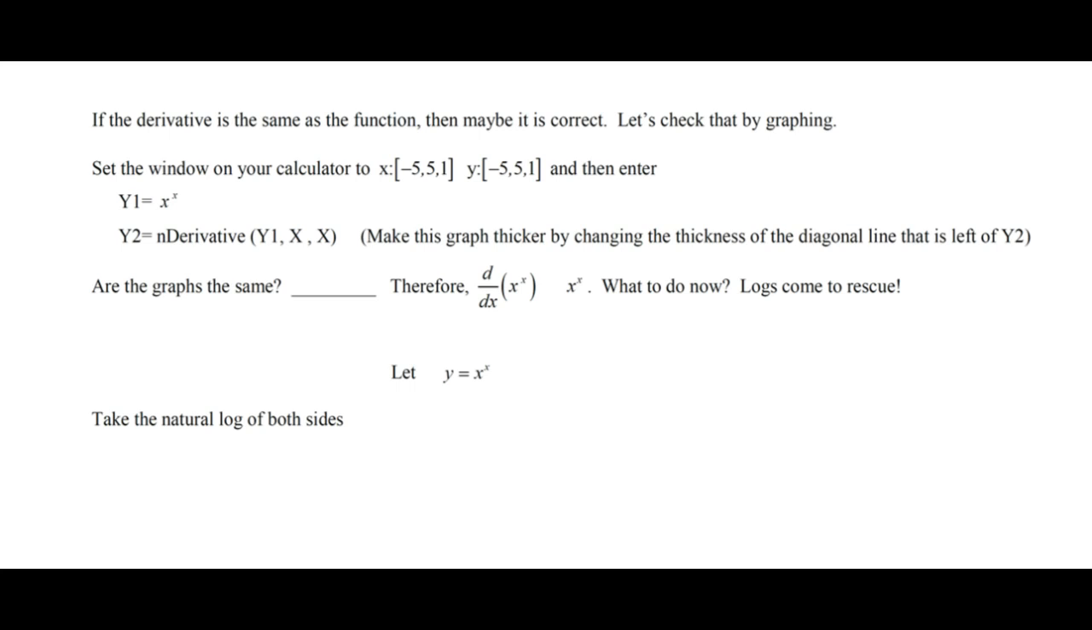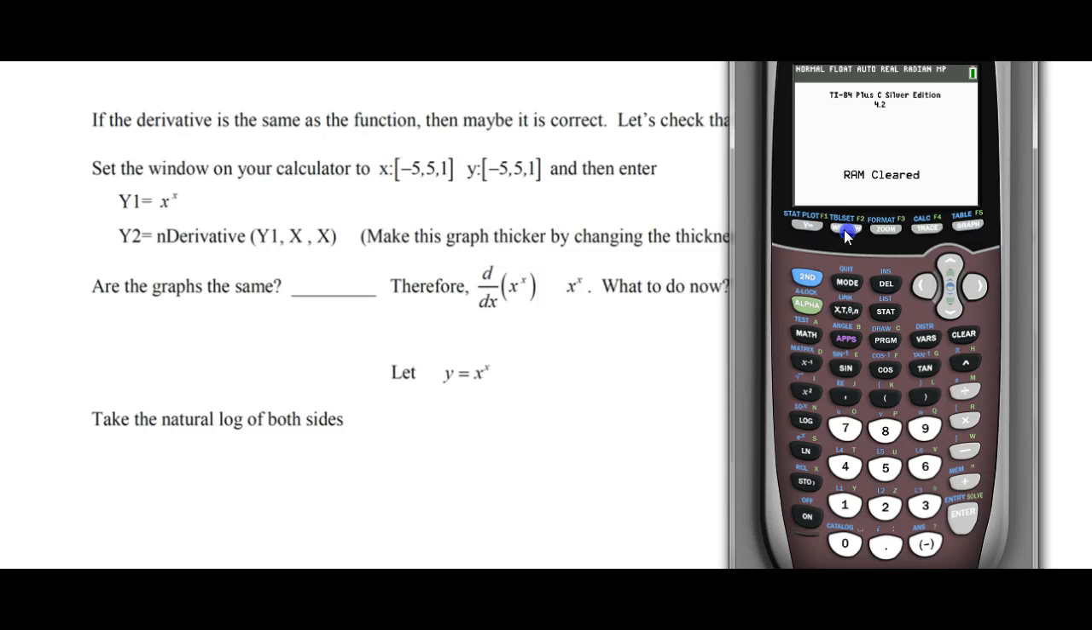Should I graph that, or do you want to see it? Okay, hang on. Get out your graphing calculators. Let's set the window -5 to 5 by 1s, and -5 to 5 by 1s. And we are graphing y equals x to the x. And we are doing the derivative with d by dx of y1, where x equals x.